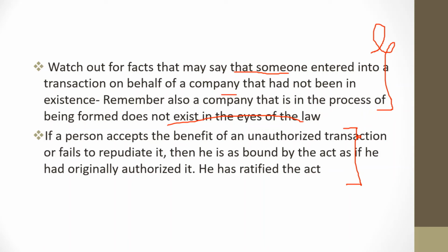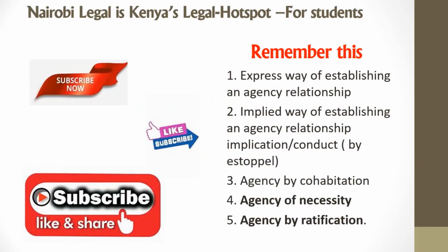This slide is an overview of the 5 ways of creating an agency relationship that we've already discussed, and my emphasis was on agency of necessity and ratification. Remember that when we come to an agency of necessity, there has to be an emergency situation, meaning that the agent acts out of necessity to avert a loss.